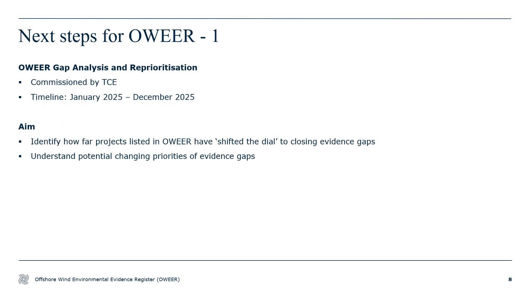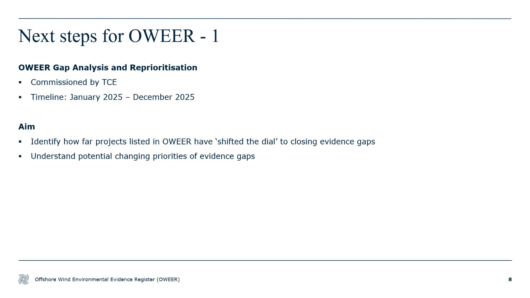Moving forward with the OWEER, JNCC will be working on a new project which was commissioned by the Crown Estate and sits under the OWEER program workstream for 2025, and this new project will run from January to December this year. It aims to clarify how far OWEER projects and also wider projects have shifted the dial to close evidence gaps and to understand potentially changing priorities of evidence gaps.